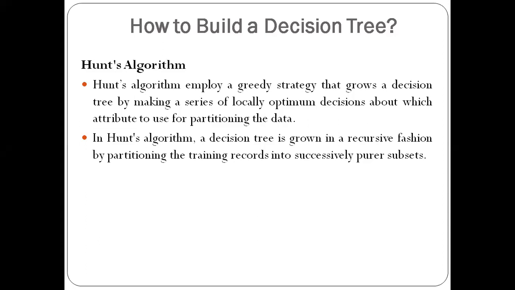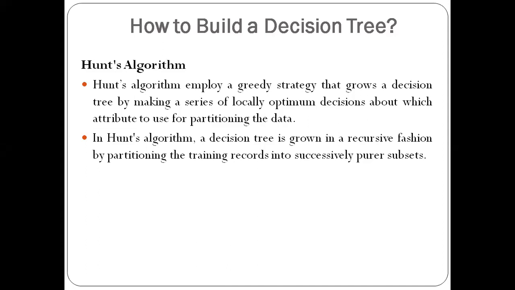So each time we will be dividing the given training records into subsets, until we are able to get a class label. So Hunt's algorithm is one kind of greedy strategy. It is used to build or construct a decision tree, and it makes locally optimum decisions in order to construct the decision tree.